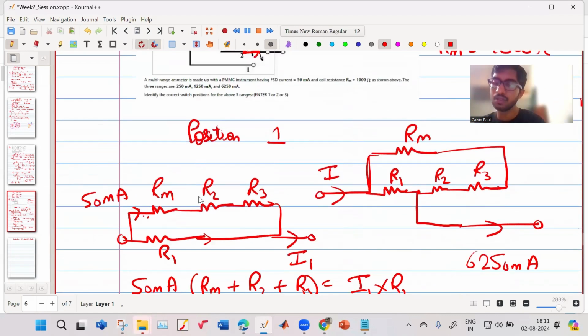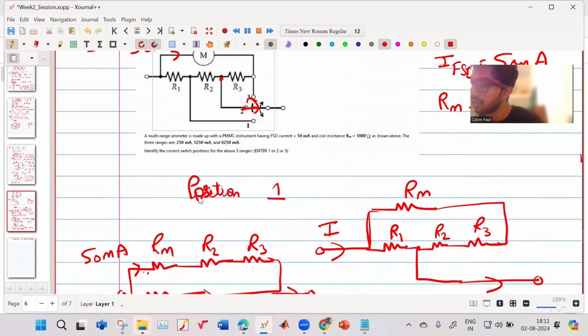So that means if I want my instrument to measure 6250 milliampere, I must connect it to position 1. If I want it to measure 1250 milliampere, I must connect it to position 2. And if I want it to measure 250 milliampere, I must connect it to position 3.